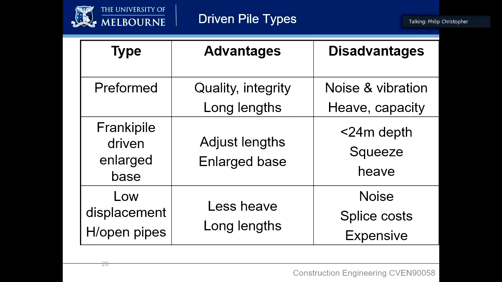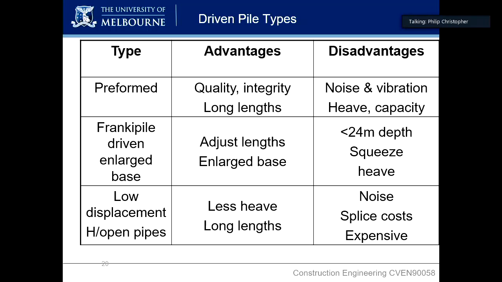Some tables, basically you'll be doing a bit of this assessment in your task, looking at the different pile types. So preformed or precast piles, they're relatively cost effective. They're good quality because they're made in a factory, but they're noisy to install. Do you care out on the Ararat bypass? Probably not. Noise might not be that big a deal out there. You're a long way from any residences, so maybe that's not a big impact.